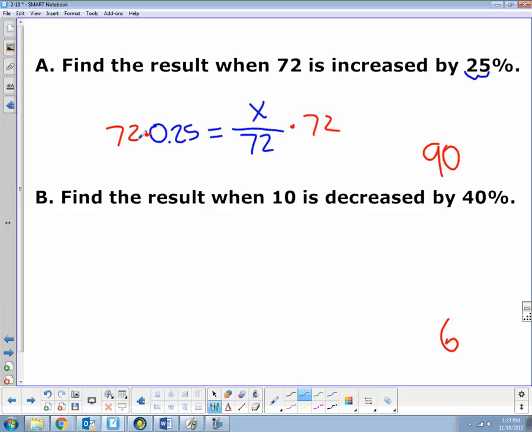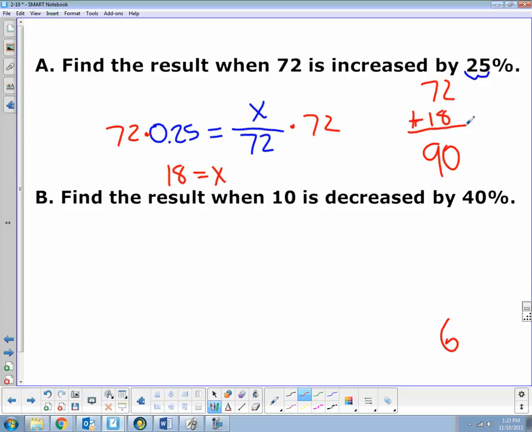72 times 0.25 is going to give me 18 equals x. But if 72 is being increased, we can't get 18 as the result. So I have to take 72 and I have to add that 18 on because it's being increased by 18. So the result when 72 is increased by 18 is 90.